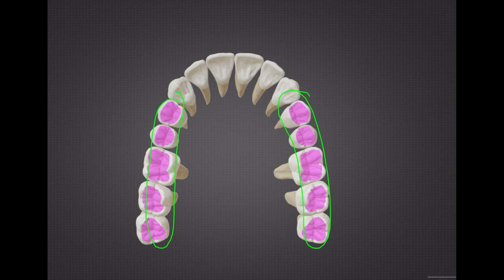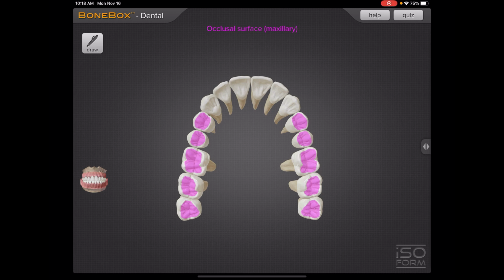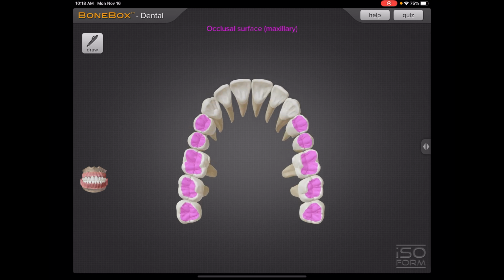Sir, how about the anterior region? How do we call it? We call it your incisal surface. The surfaces of the teeth facing toward adjoining teeth in the same dental arch are called the proximal surface. Here are your proximals.